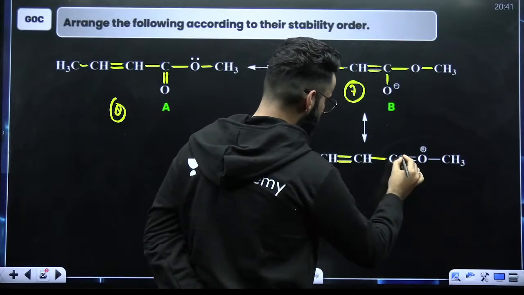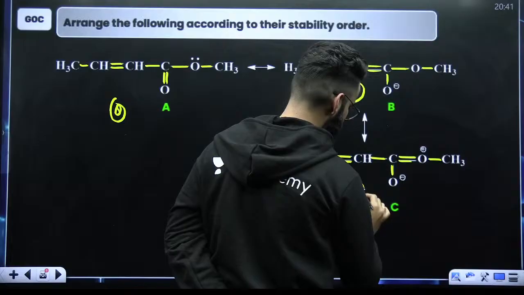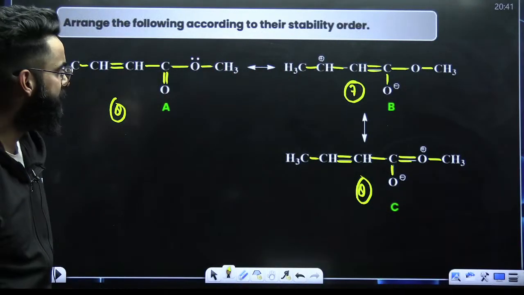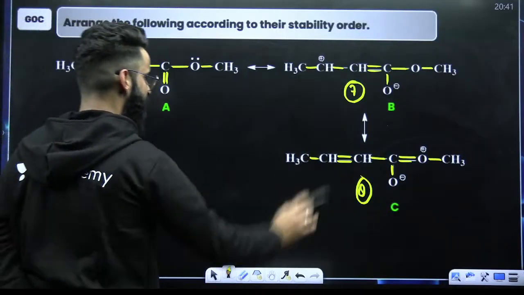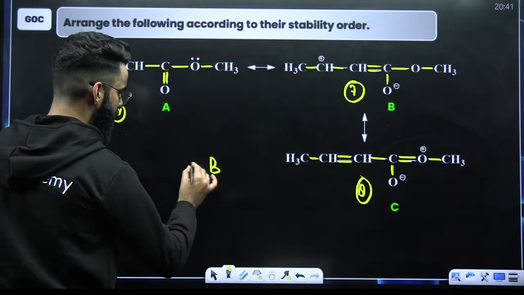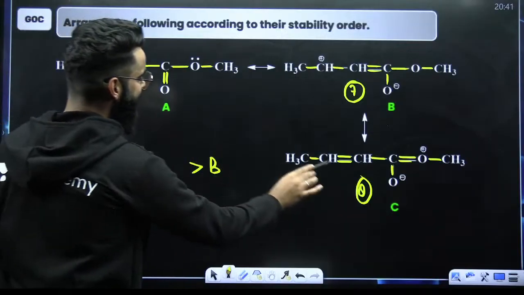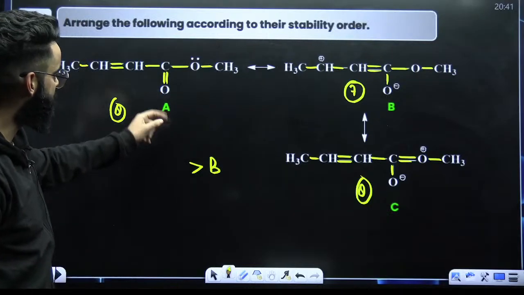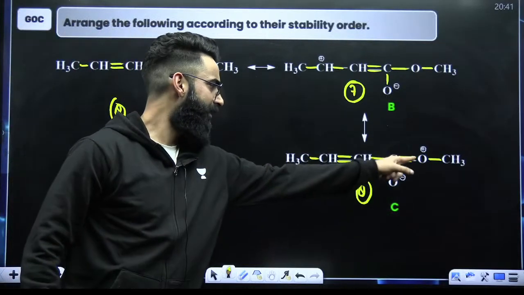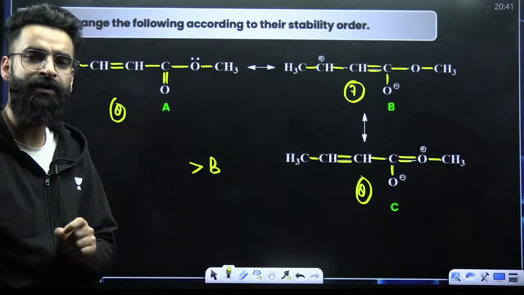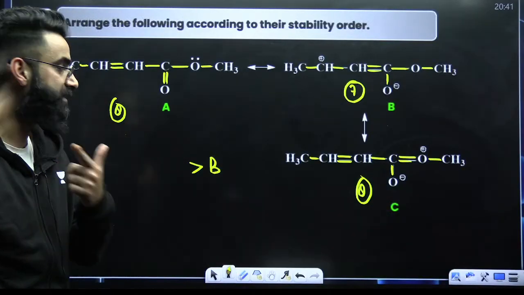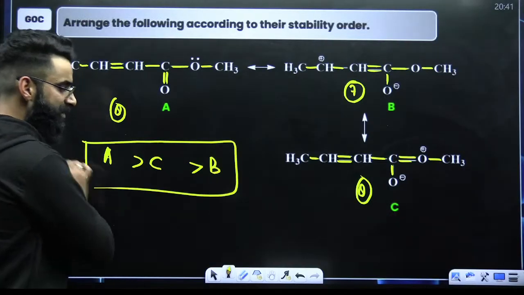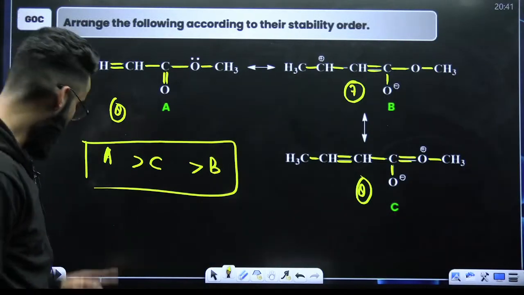1, 2, 3, 4, 5, 6, 7, 8. So 8 bonds here. More the bonds, more the stability. Lesser the bonds, lesser the stability. So here you have got 7 bonds which I've underlined. So B is least stable. Now, among A and C, if you look at A, atoms do not carry any charge, right? If you look at C, here atoms carry certain charges. That resonating structure wherein atoms do not carry any charge is considered to be more stable. So A is more stable, then comes your C, then comes your B. So this is the order over here. I hope this is clear to everybody.